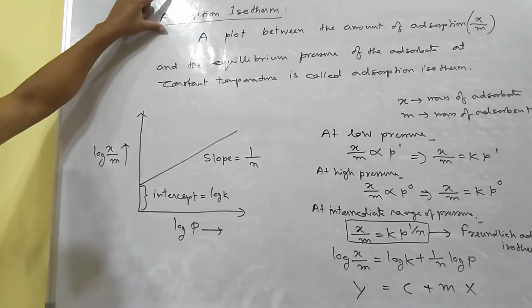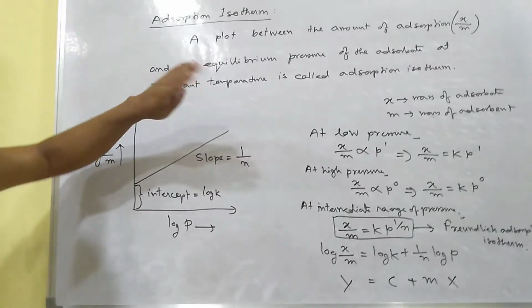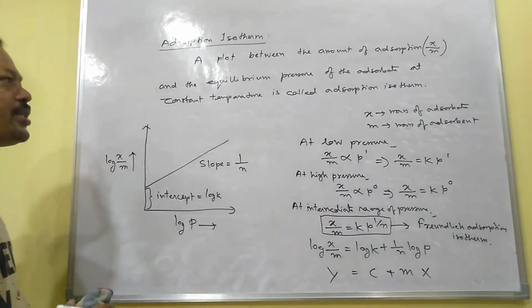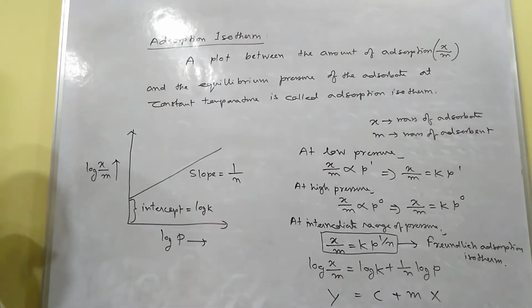So this is about the adsorption isotherm. Adsorption isotherm is a plot between the amount of adsorption and equilibrium pressure. Always remember, as the pressure increases, the rate of adsorption also increases. Thank you.